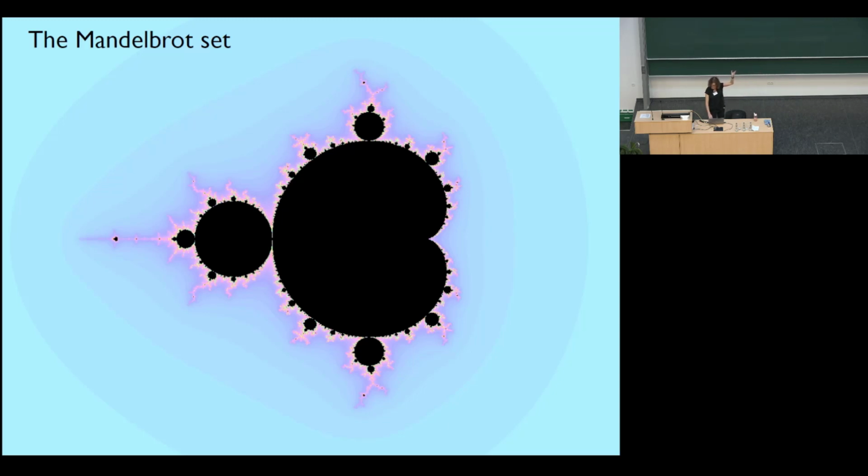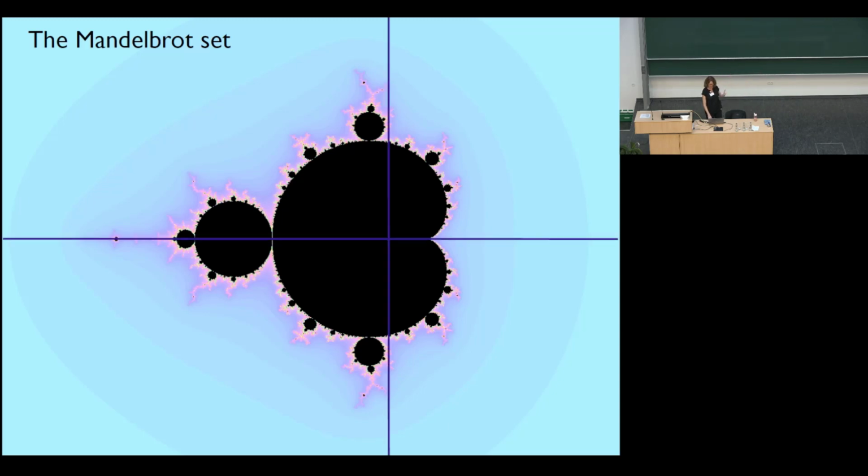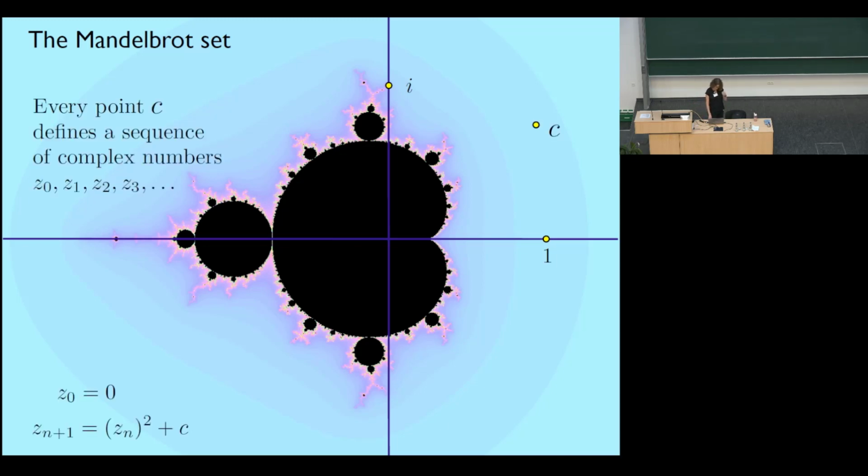So this is a set, a compact subset of the complex plane. There I've drawn for you the real and imaginary axes, so you can see where it is. To give you a sense of scale, I've put the number 1 and the number i on the slide. i is in the Mandelbrot set. The number 1 is not. Okay, so what is it?